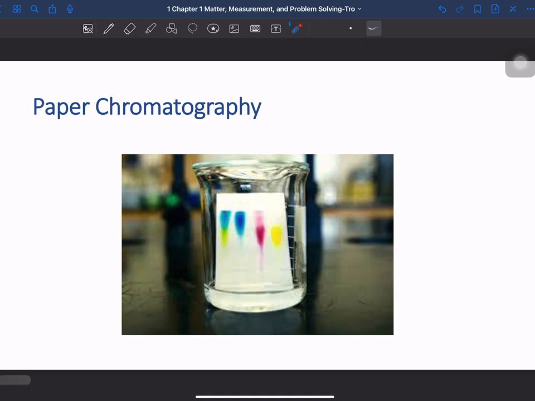Another way to separate mixtures is paper chromatography. Here in ink, you can see we have these different colors that are being separated as they move up our chromatography plate.